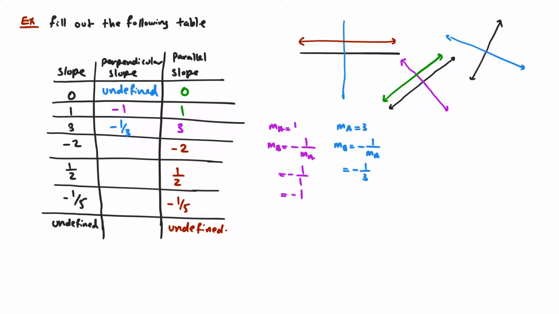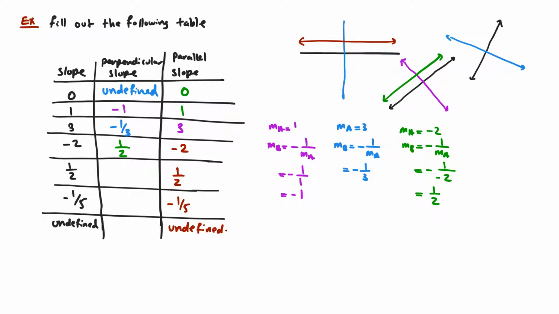Now, if our slope is negative 2, let's work in green. Then that means if MA is negative 2, MB is the negative reciprocal, so negative 1 over MA, so negative 1 over negative 2. We can see that we have a negative divided by a negative, or two negatives in a fraction, which are going to make it positive. So you just get 1 over 2 as your final slope.